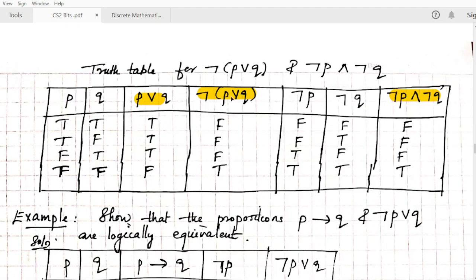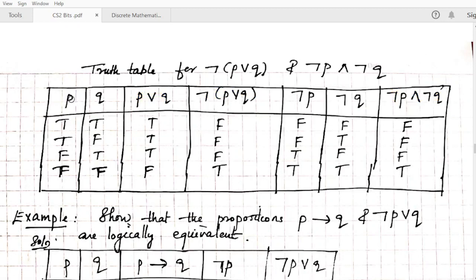Okay, so first let us find the truth value for this negation of P or Q. This is a very important law that we call De Morgan's law. Very important, and you have to remember this law. It is frequently used.